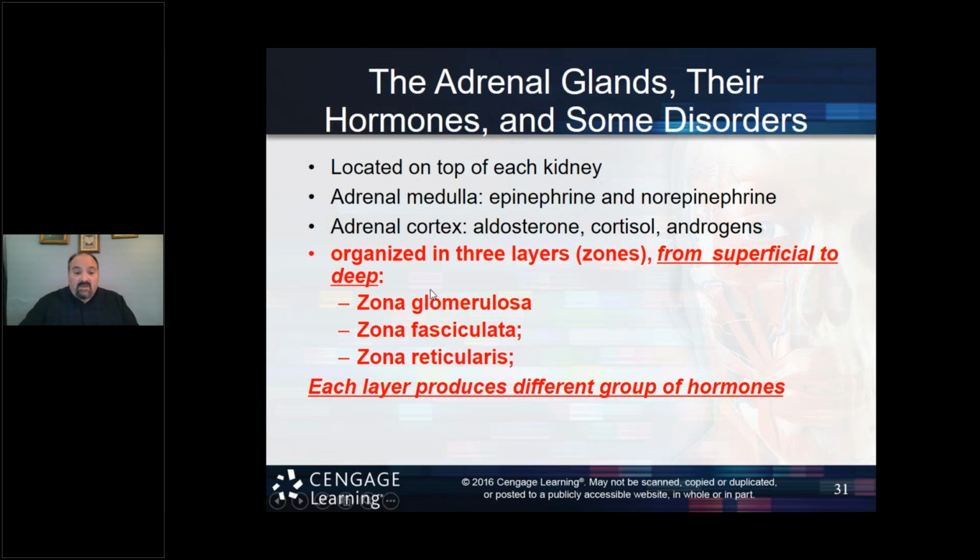Okay? And you'll see here the GFR, from the outermost layer to the innermost layer. The glomerulosa has contact with the capsule, and the reticularis has contact with the medullary region. I said to you that the medullary region is nervous tissue as far as histology is concerned, and the cortical region is glandular tissue. Okay, and then you'll see here that aldosterone, cortisol, and androgens are produced at these different layers, and we'll look at that in just a moment.